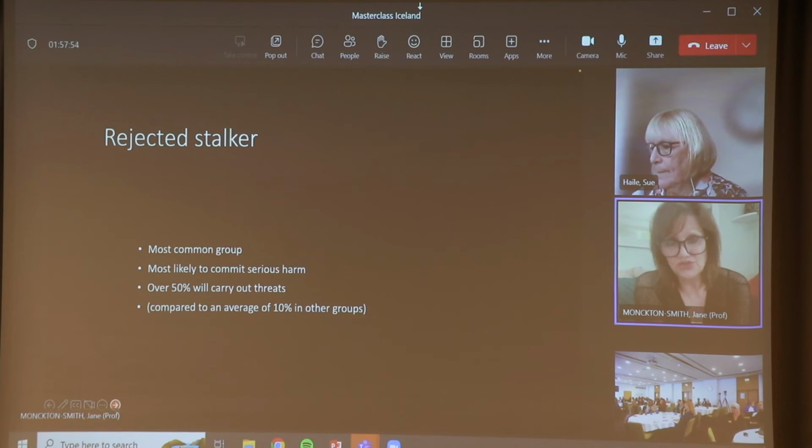And remember too that they are not benign. They can be incredibly dangerous. Of all the stalking groups, they are the most dangerous. There is another group, the predatory stalker. They can be very dangerous as well, but they are much, much fewer in number. There's not nearly so many of them.